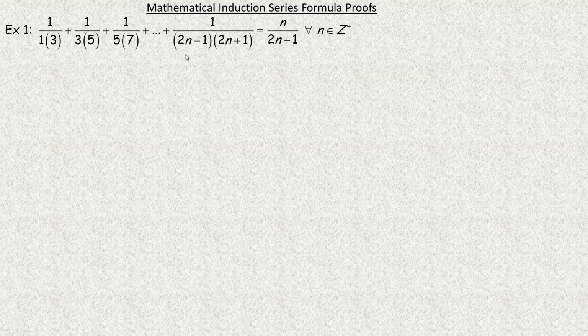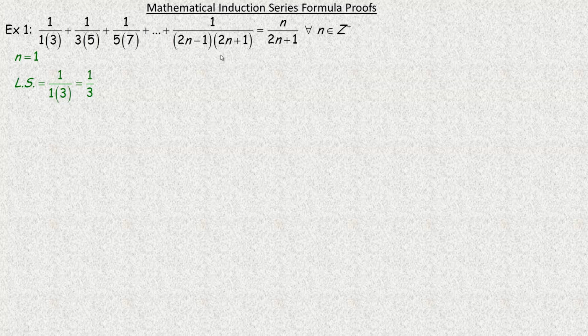And so the first thing to do in a mathematical induction proof is to show that this formula works for the very first case, and the very first positive integer is 1. So when n is 1, there are 2 ways to evaluate the left side here. LS stands for left side. We can just look at the first term. It's 1 over 1 times 3, which is a third. Or we could use this formula here. If I put 1 in here, 2 times 1 minus 1 is the 1 here, and 2 times 1 plus 1 is the 3 here, and so I get a third.